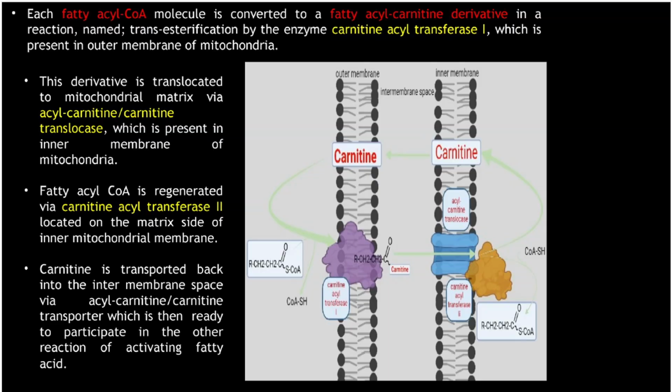or we can call it carnitine translocase, which is present in the inner membrane of the mitochondria. So there is a transporter involved which will take this acyl carnitine derivative to the inside of the mitochondria, that is the matrix part. Okay. So fatty acyl coenzyme A is regenerated via carnitine acyl transferase 2 located on the matrix side of the inner mitochondrial membrane.